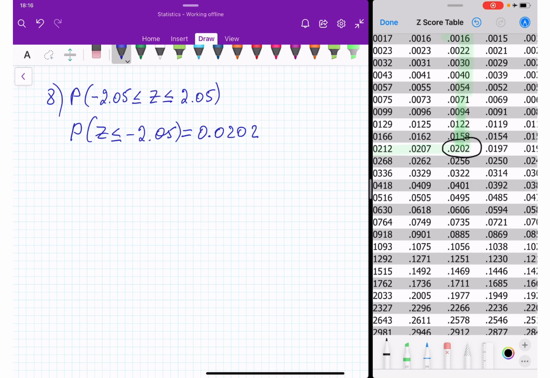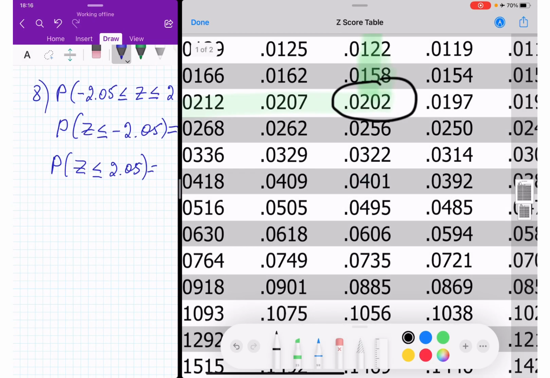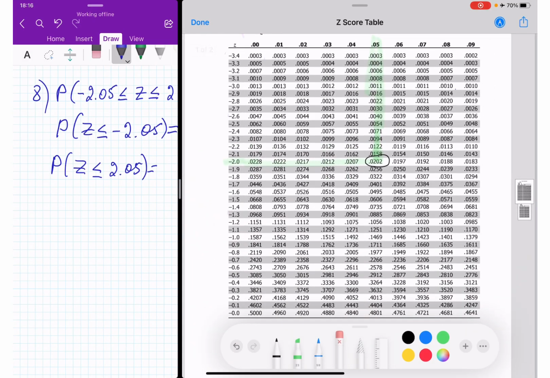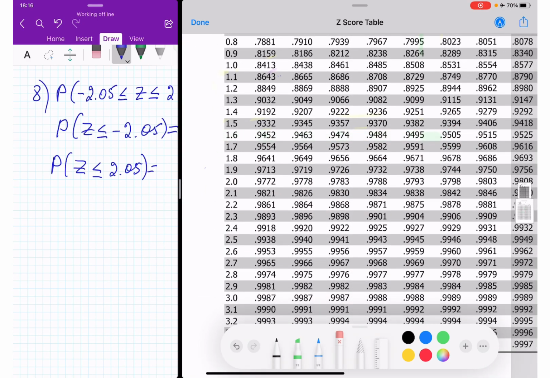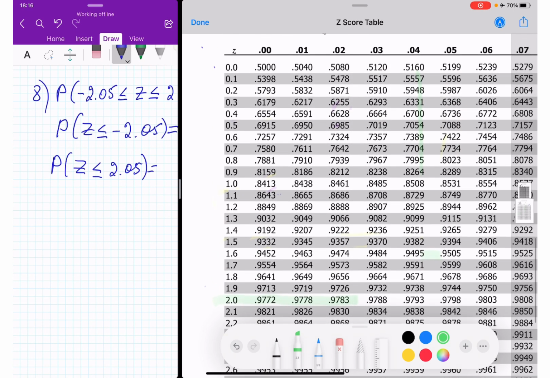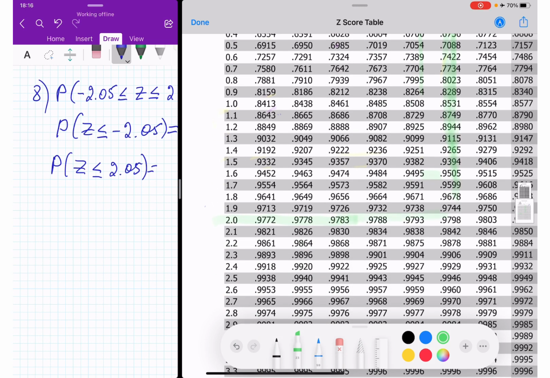Okay, next. So probability for z-score less equal positive 2.05. Okay. Cleaning this, positive 2.05, 2.0, where is 5? Coming down here this way. Okay, so it's gonna be 0.9798.